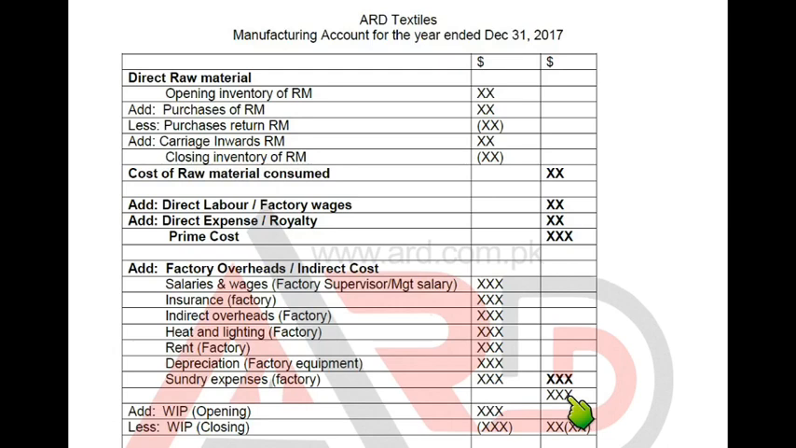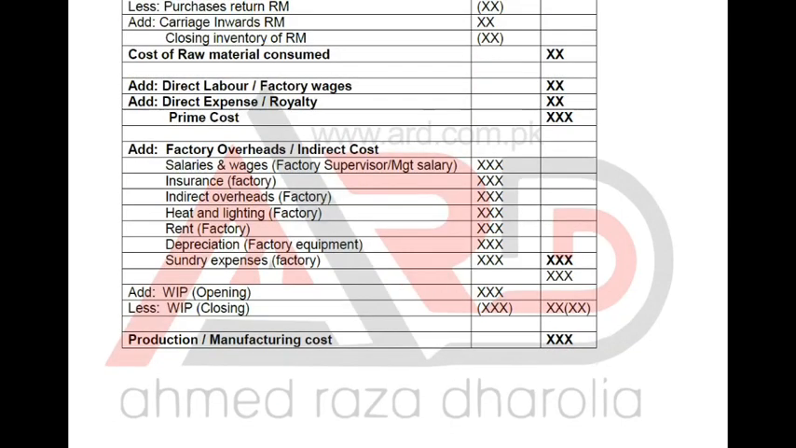Lastly, we will adjust work in progress. Now what is work in progress really? Work in progress is incomplete goods, as we have already discussed. We'll be adding opening work in progress and deducting closing work in progress. It is very easy to remember this because we'll always add an opening inventory and less a closing inventory.